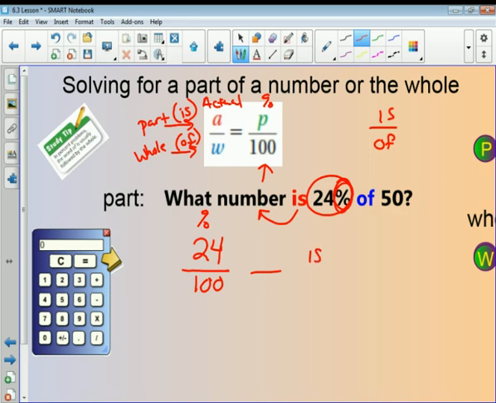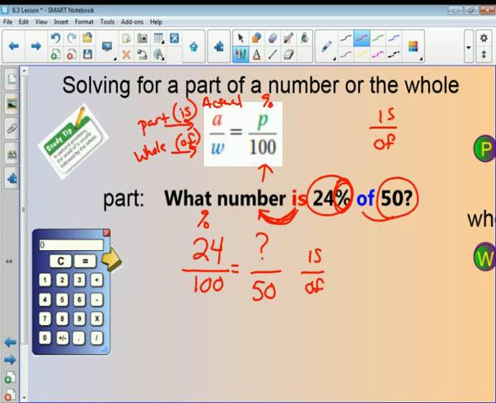Okay, so now I'm going to break apart that other piece. So remember, it's always is over of. So I have the word of with this 50. So that 50 is going to go on the bottom, meaning this is the part that I'm missing. I'm missing that is, that what number is. They're wondering what number is part of 50, is that piece of 50.